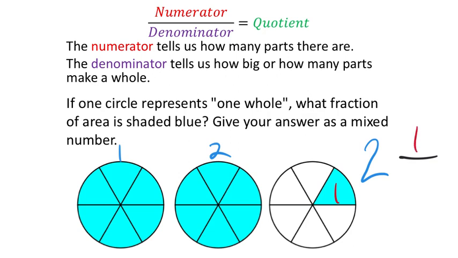We don't know what the denominator is yet, but we can count 1, 2, 3, 4, 5, and 6. So it takes 6 pieces to make up a full circle, which is true for these other ones as well. And so we make it 2 1/6. That is all.